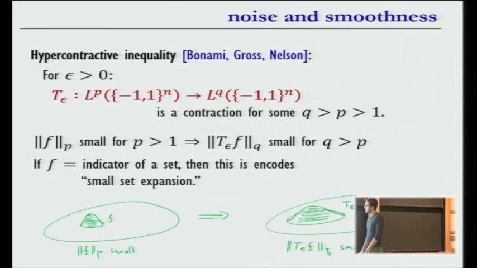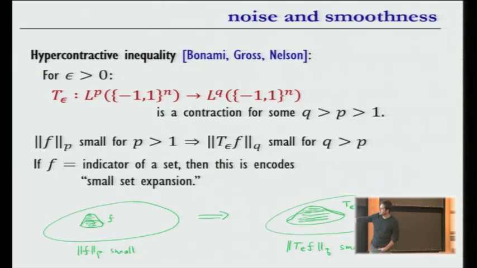Because what it means that the p norm is small is, if f is an indicator, or think about it as close to an indicator, that the support of f is not too small. And then what it means that the q norm of the smooth function is small is that for q bigger than p, the support of T epsilon f is even bigger. So if we know that the support of f is at least a certain size, then the support of the smooth version is even larger.